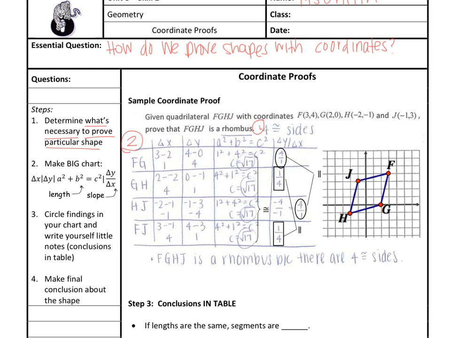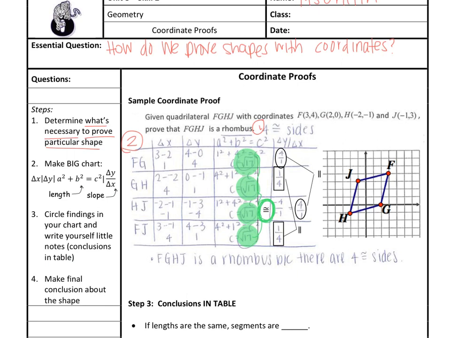If you have a marker or a highlighter, grab that right now, because I want you to make sure that you are seeing these conclusions. We have square root 17, square root 17, square root 17, square root 17. Fabulous. That means that each side of this rhombus is congruent to one another. So that's my first conclusion.